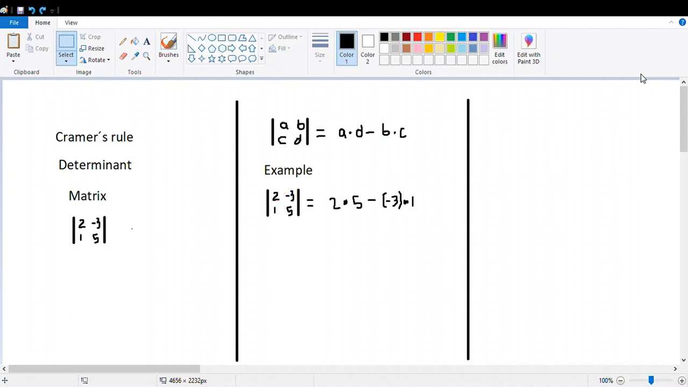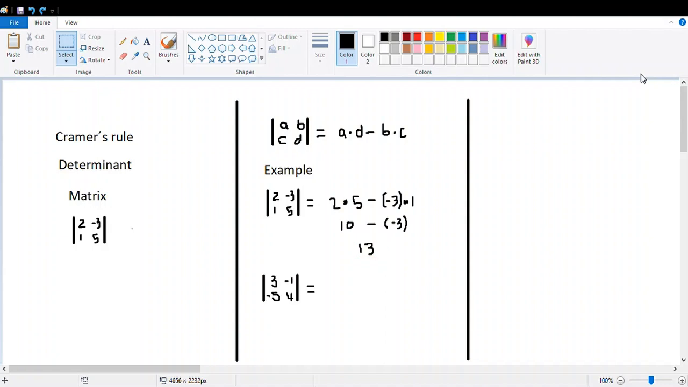Now, just operations. 2 times 5, of course, is 10 minus, okay, remember that it always is minus, the second diagonal multiplication is -3 times 1, that's -3. Remember, always respect the signs of the numbers inside of the matrix. Now, let's continue the operation. 10 minus -3, of course, is going to be positive 13.